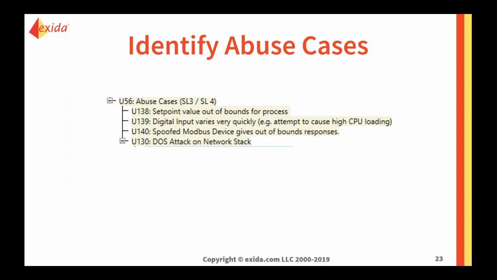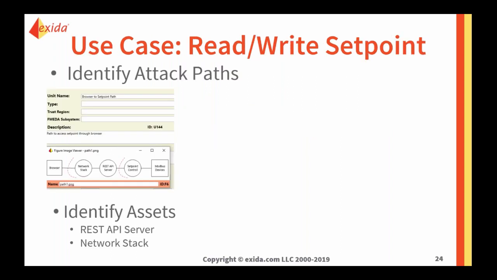Another one, which is very common, back on the Ethernet side of things generally, is a denial of service attack on our network stack. That's one of the easiest ones to create, as well as one of the easier ones to mitigate, but if you're not thinking about it, you may not have taken the appropriate action to mitigate that particular attack. Go to the next. In this case, we were going to read and write the set point, and again what we want to do is look at the attack path here.